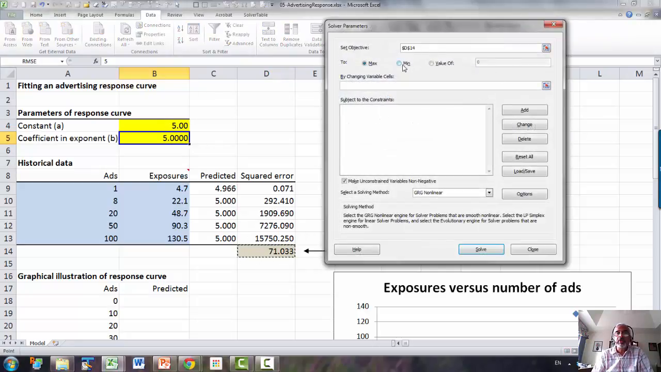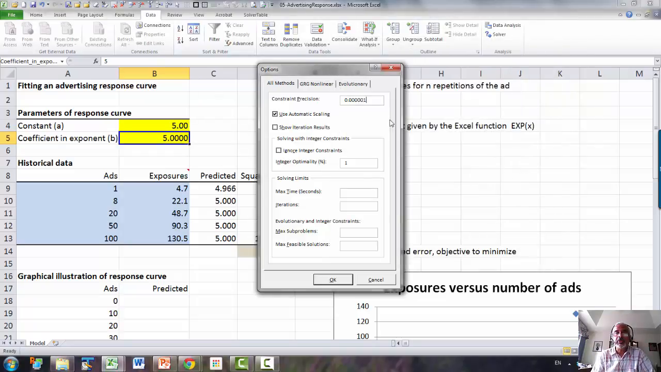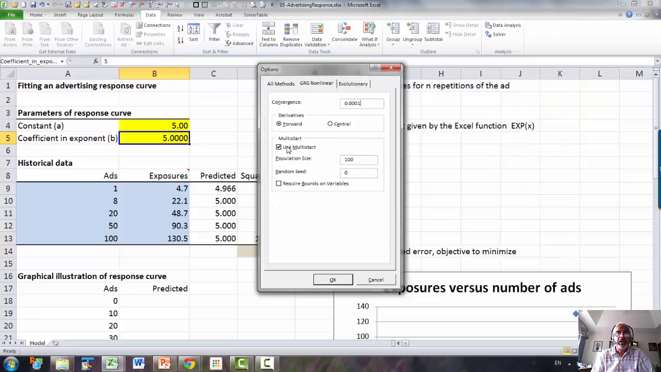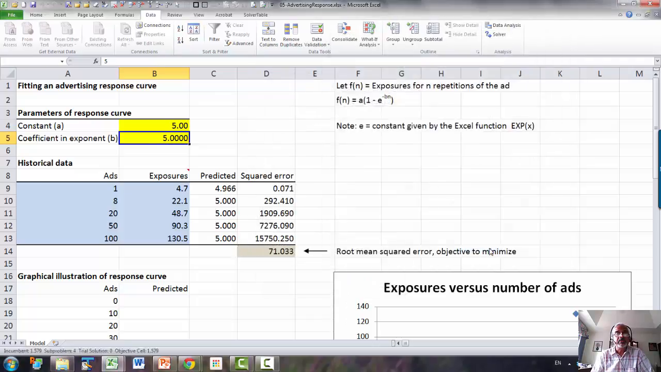That's what we want to minimize. We have two changing cells and there are no constraints here. So go to options and make sure that this is not checked and that is checked. And here are the coefficients.